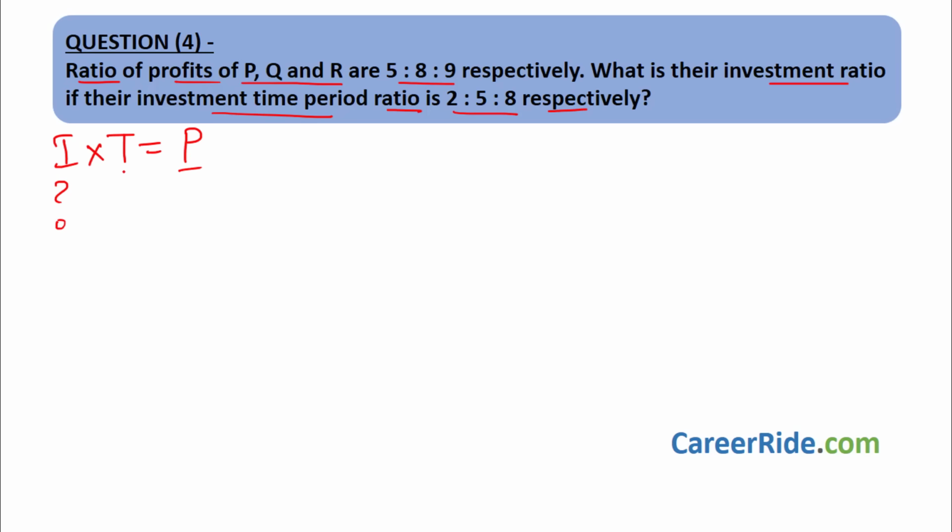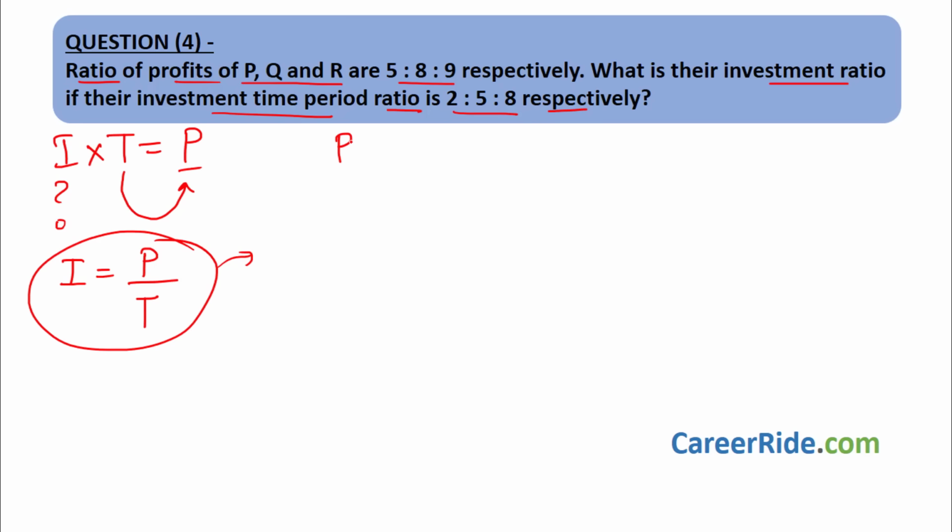Then what do we do? We simply take this T over here at the bottom. So what will we get? I will be equal to P divided by T. Let's see what to do. There's P, there's Q and there is R. We know profit ratios for P, Q and R. What is it? 5 is to 8 is to 9. We know the time period ratio, right? What is it? 2 is to 5 is to 8.